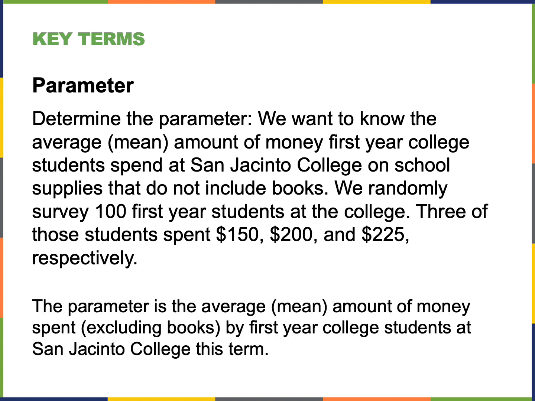You guessed it. It's the average amount of money spent by first-year college students at San Jacinto College this term. Well, why is this the parameter? Because it's a number, the average. Average is a number, right? It's an amount of money, and it's a number that describes the population. So this money is spent by the first-year college students, our population. So the parameter is connected to the population. It's basically a number that's describing, or a property that describes, the population.